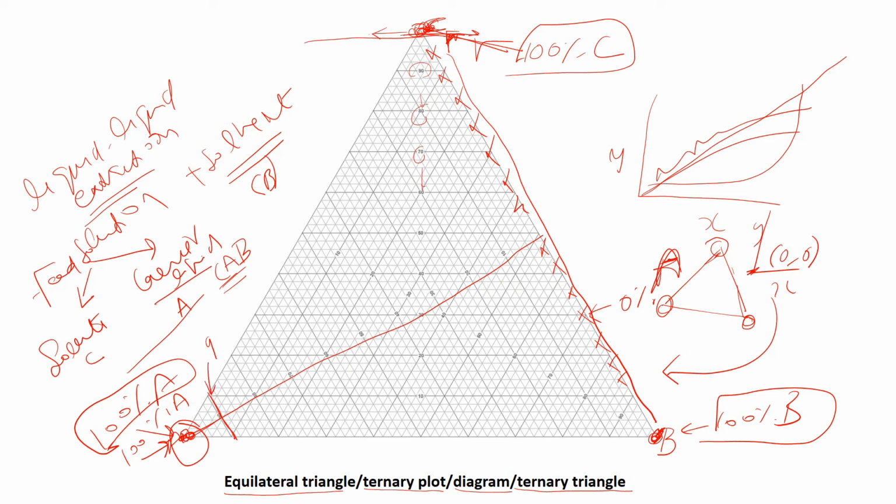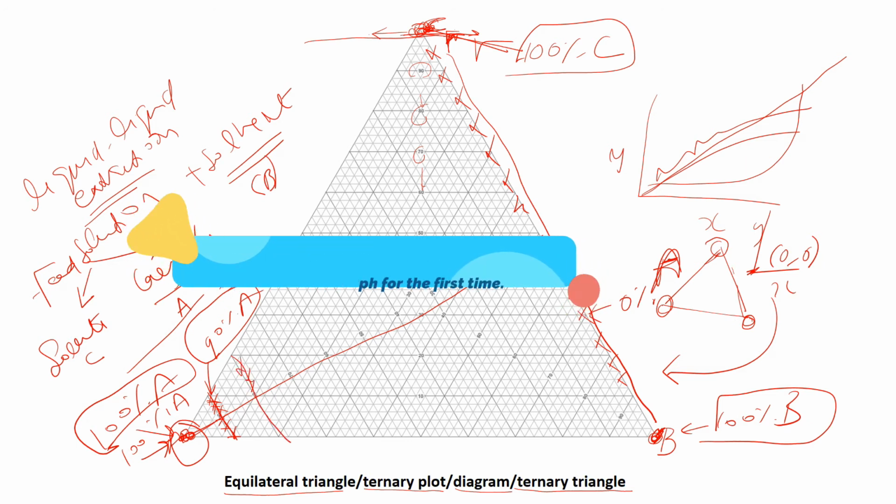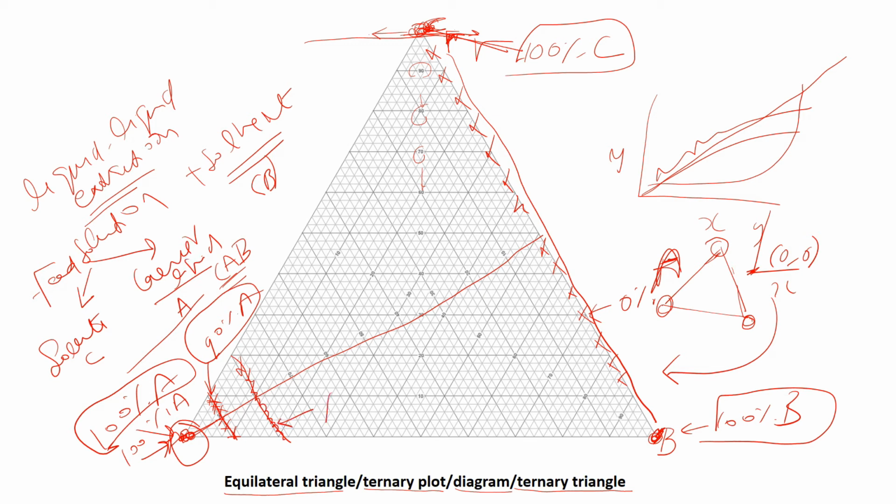So this is your 90% A. So any point on this line, the percentage weight of your compound A will be equal to 90%. And then this is your 80% A line. So any point on this line, the percentage of A will be equal to 80%. Then let's go to this line, so this is your 50% A line. So any point on this line, you put your cursor on any point on this particular line, the weight percentage of A will be equal to 50.